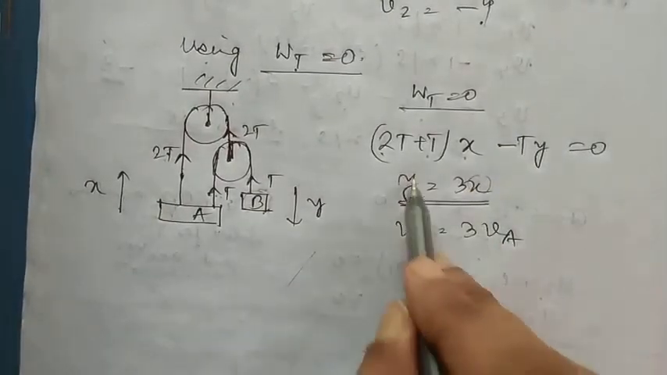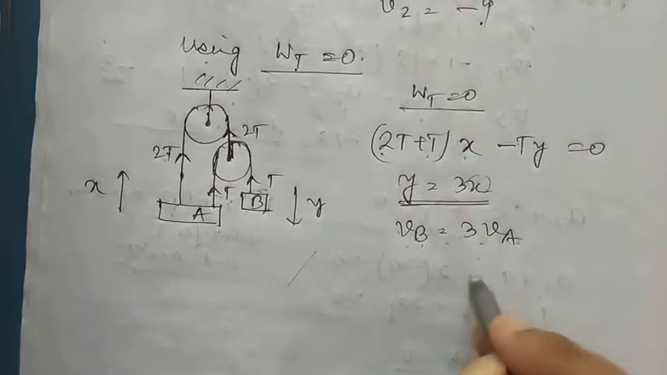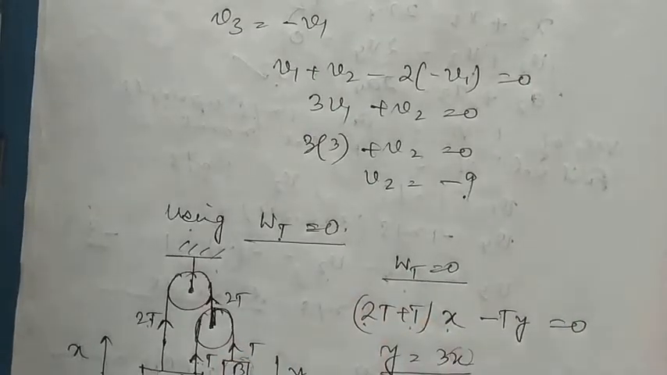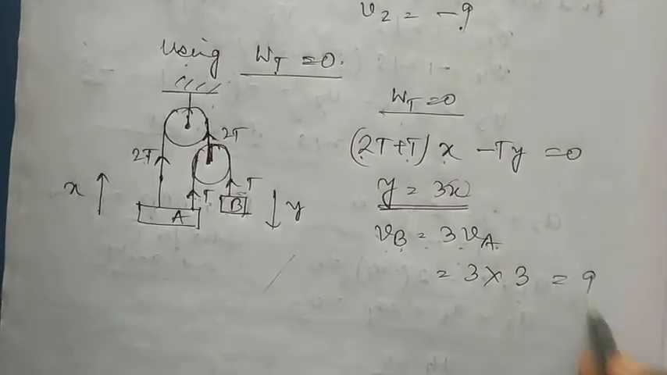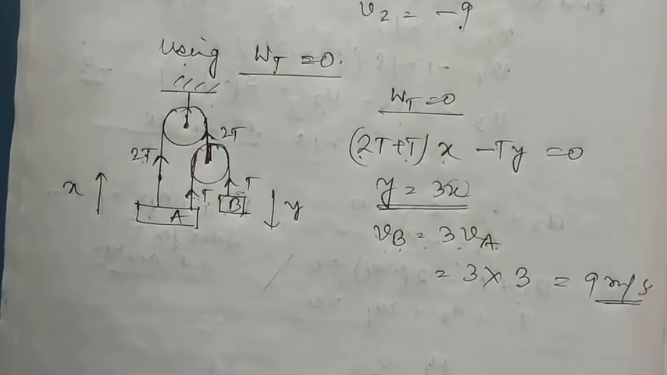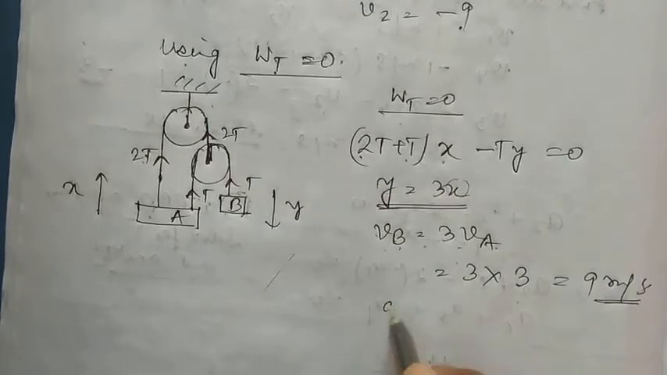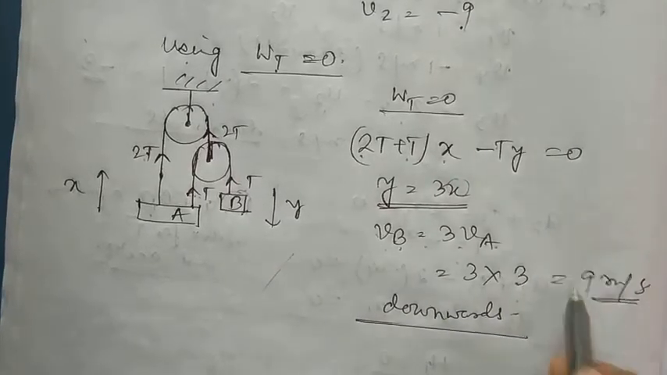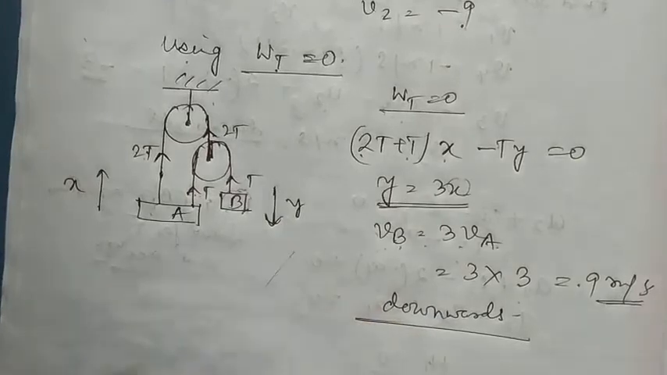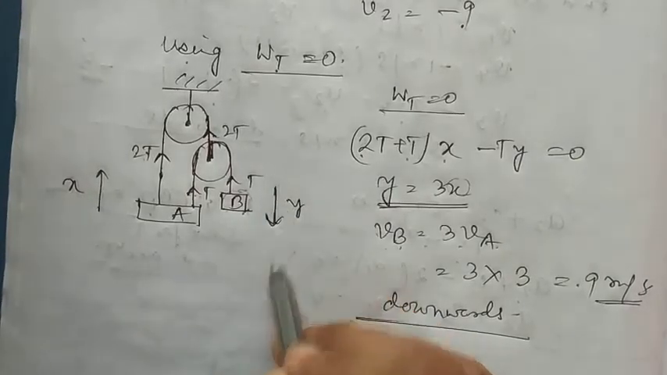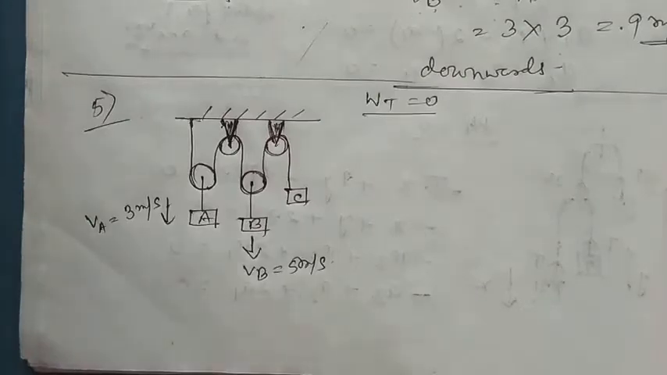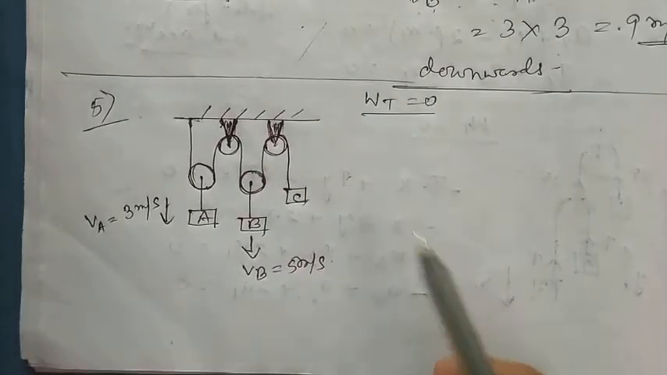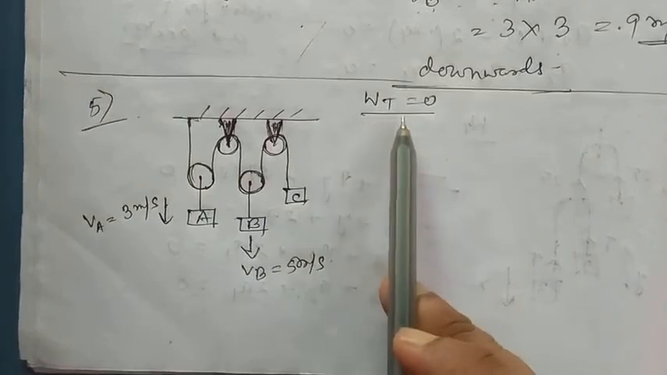So differentiating we get VB is equal to 3VA. VA was, I suppose, 3 meters per second upwards. Yes, 3 meters per second upwards. So VB is 9 meters per second downwards, because here the sign we have obtained is plus. That means whatever direction we have assumed, downwards, is correct.